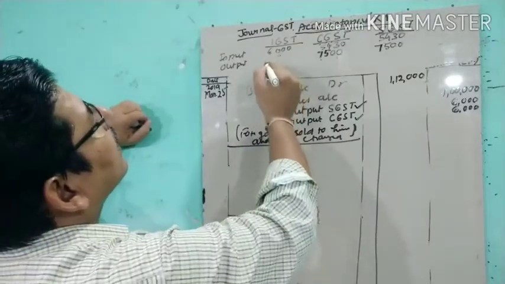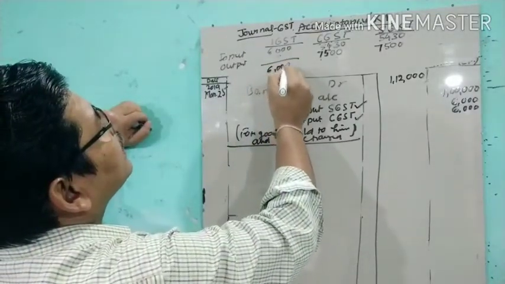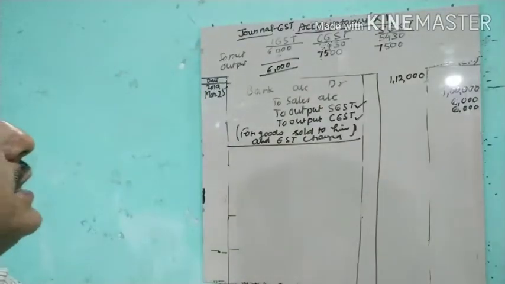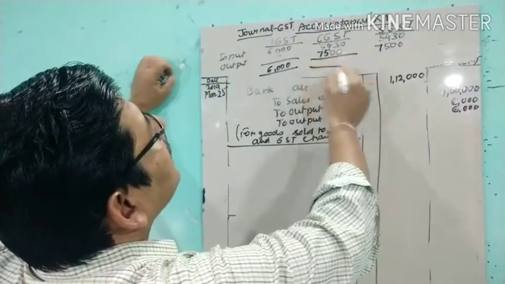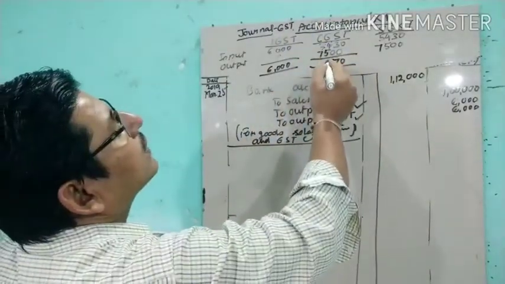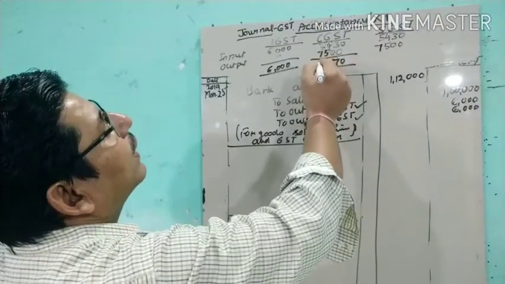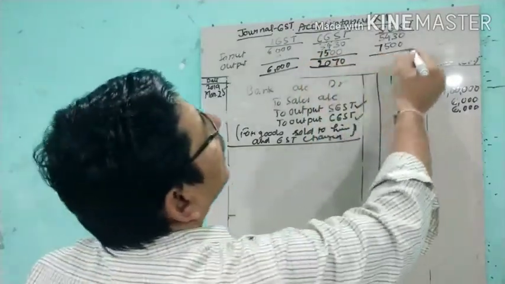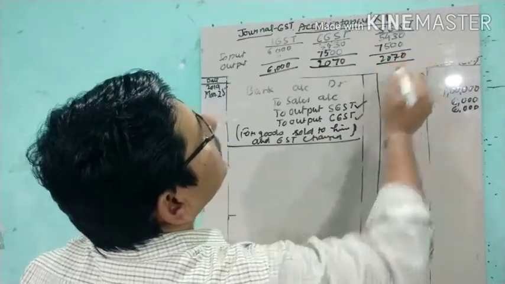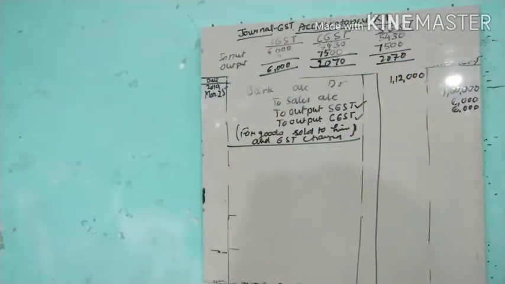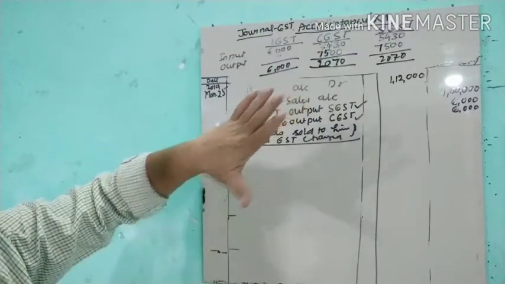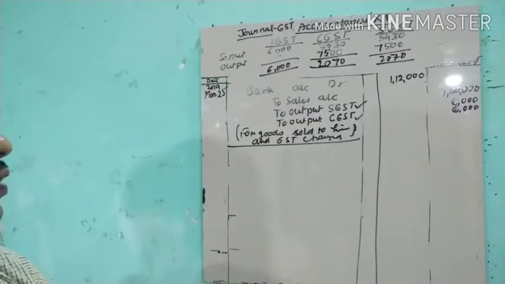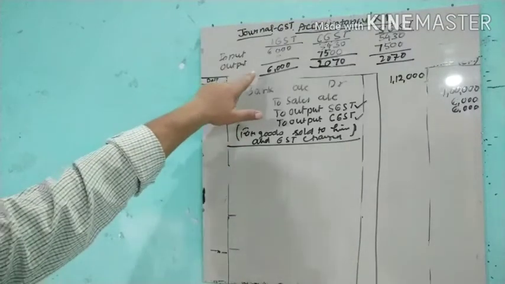Now 6,000 of input IGST is to be adjusted. We have paid this, so how much remained here? 2,070 and 2,070 of SGST balance remain. Now what is there? What we have bought here, there is 6,000 rupees.